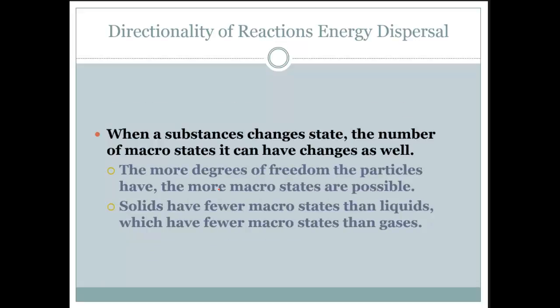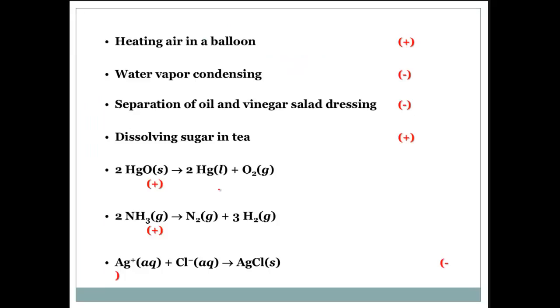When a substance changes states, the number of macrostates it can have changes as well. The more degrees of freedom the particles have, the more macrostates are possible. Solids have fewer macrostates than liquids, which have fewer macrostates than gases. So let's break this down.